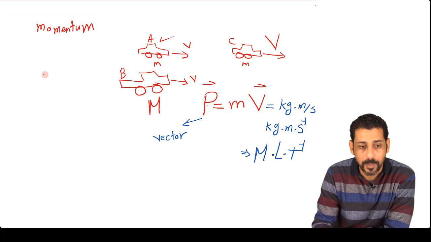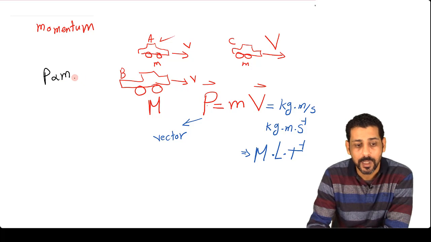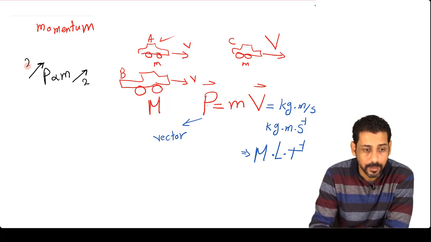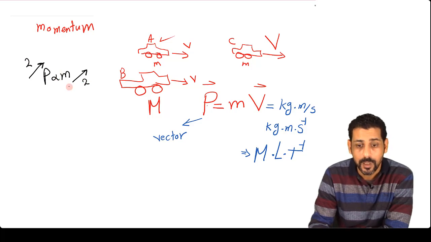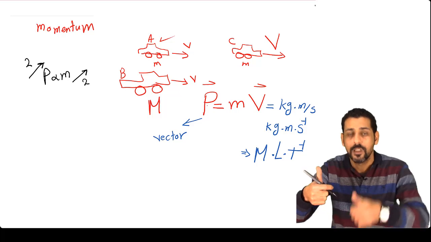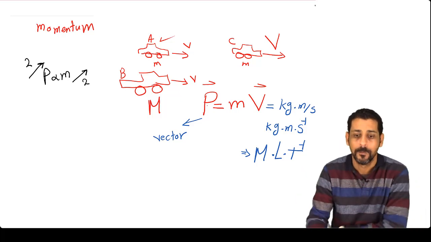What is the relation between momentum and mass? When the mass increases, the momentum increases as well by the same factor. When the mass is doubled, the momentum is doubled. This is true if the velocity is constant. When the velocity is constant, momentum and mass are directly proportional. This means when the mass increases, the momentum increases as well.